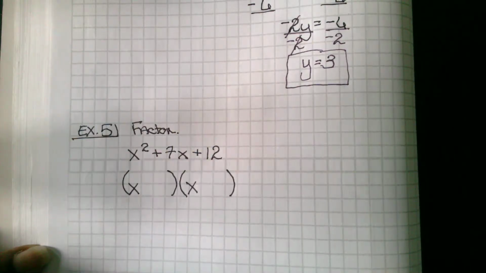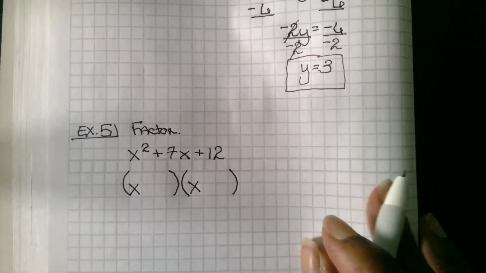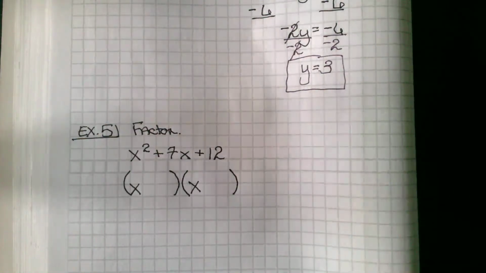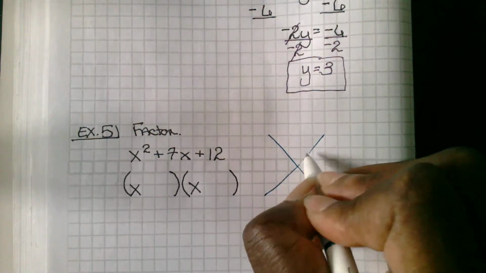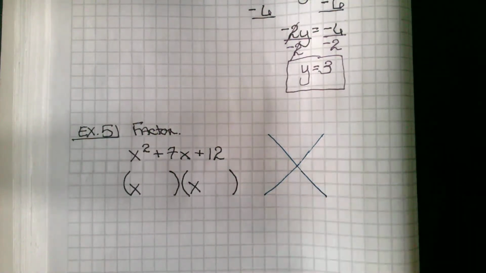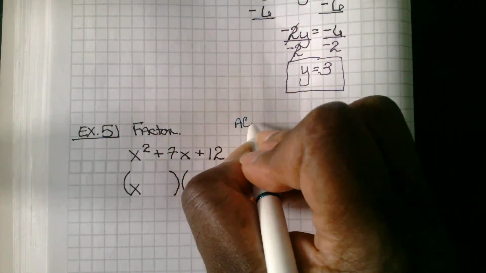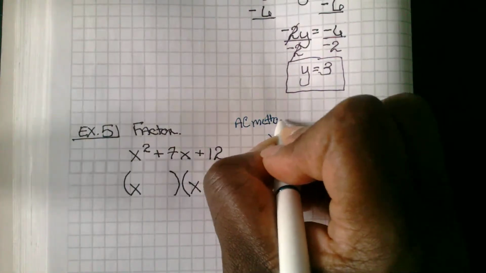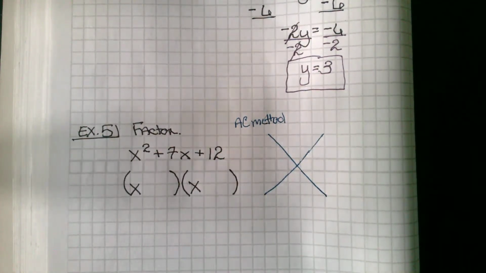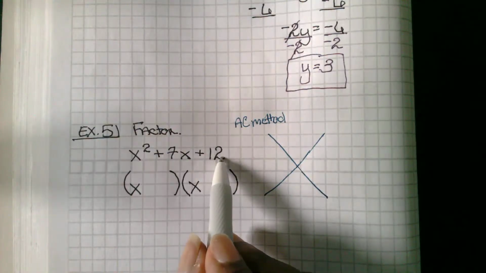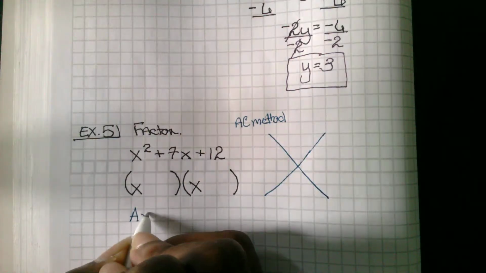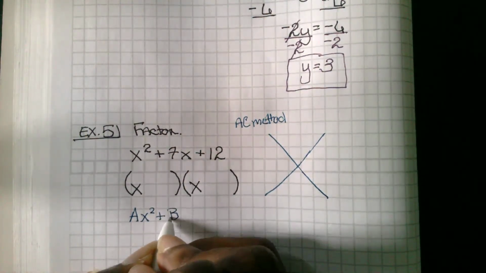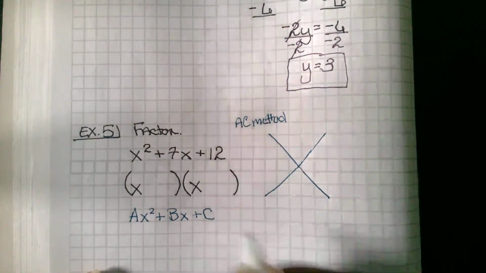So this is the part that I feel is the absolute hardest. Now, if you're not strong with your multiplication facts, this is going to be a little challenging. But as you go through it, you will be able to understand it. What we're going to do is called the AC method. The reason why it's called the AC method is because our original expression is plugged in as standard form. And standard form is ax squared plus bx plus c.